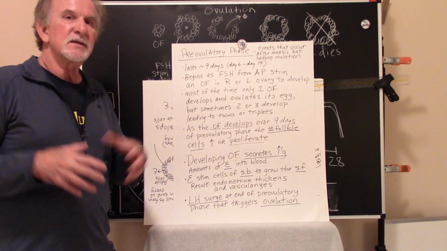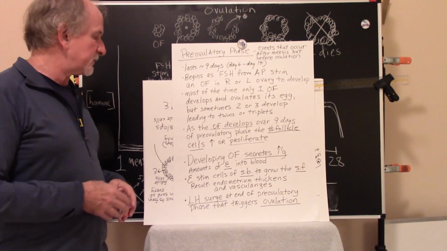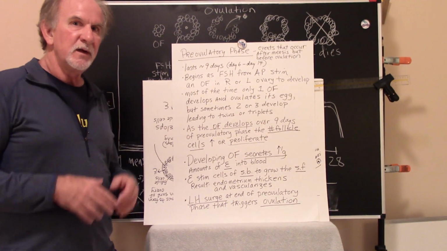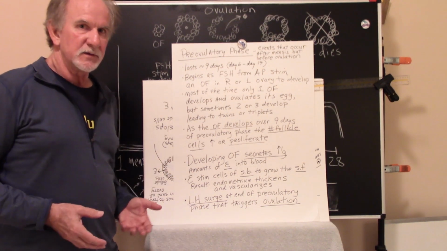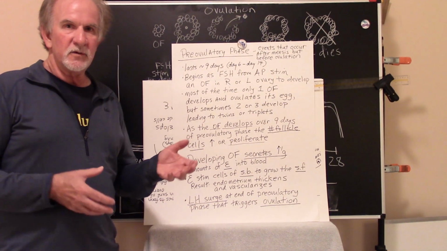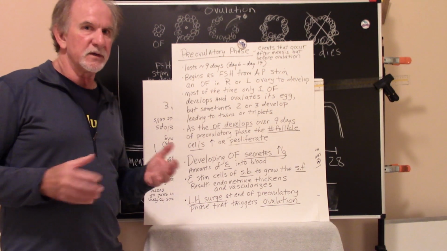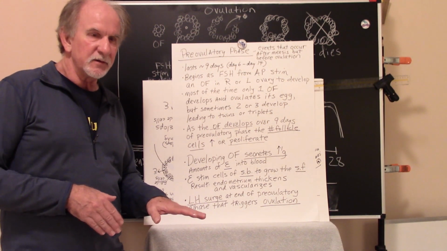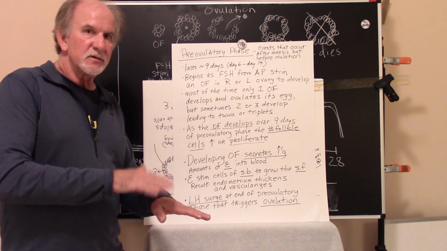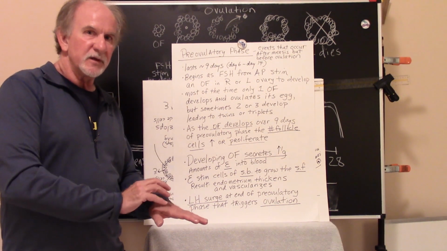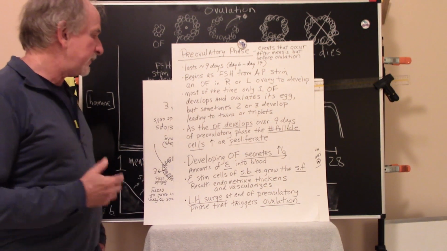Now, as the follicle develops, the follicle cells start to secrete estrogen in increasing amounts. So if 10 or 20 ovarian follicle cells secrete this amount of estrogen, as the number of follicle cells increases, so does the amount of estrogen secreted over time by the ovarian follicle.